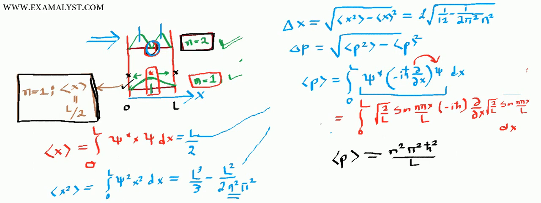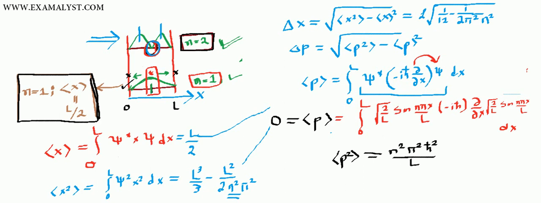I made a mistake. So this expectation value of p is actually 0. If you evaluate this integral, you'll get expectation value of p is 0, and the expectation value of p square is actually this. Now the question is, why do you get the expectation value of momentum as 0? What is the physical meaning?